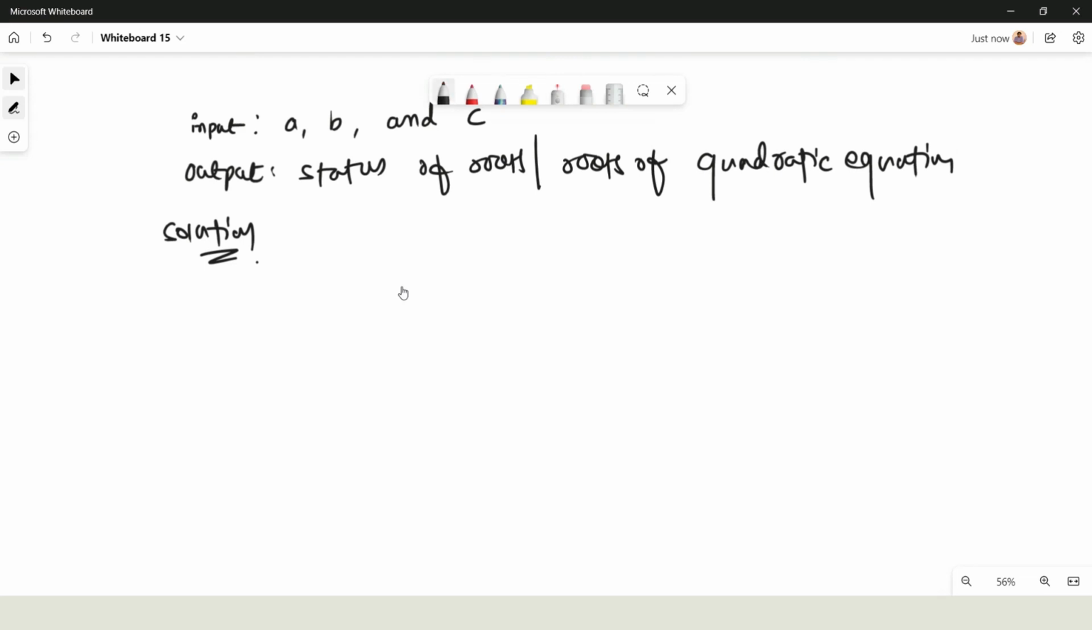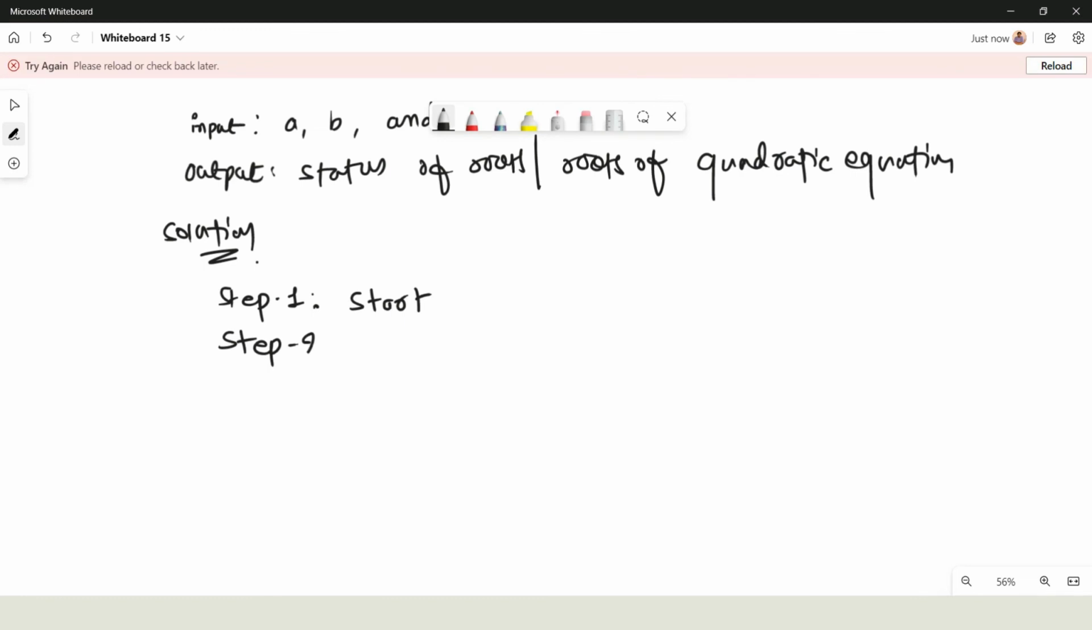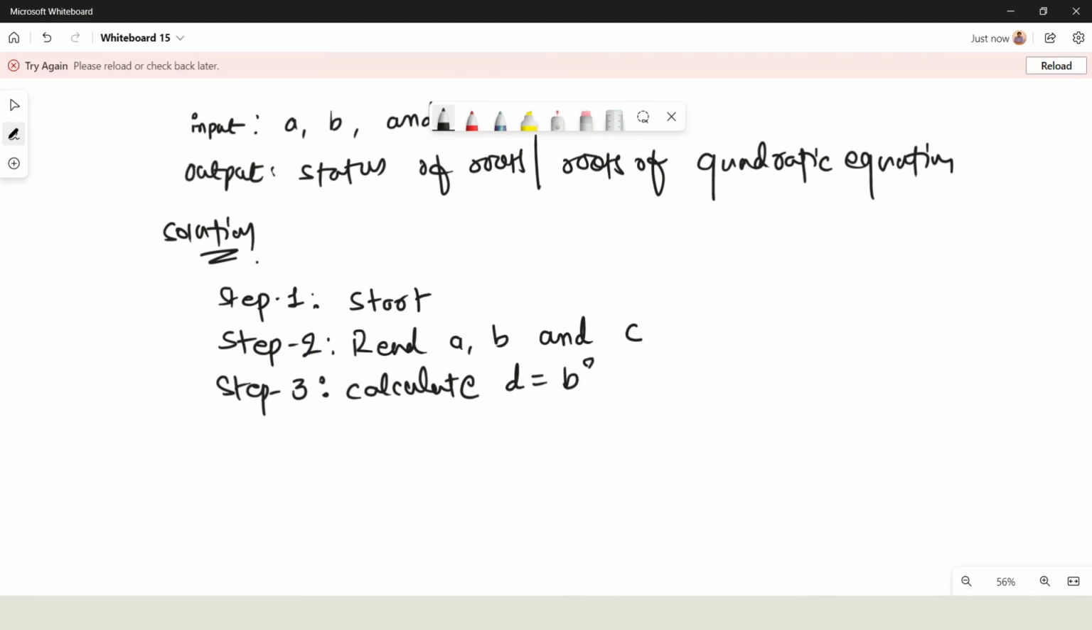Right. Then step 1, it always starts with start. Step 2, what is step 2? Read a, b and c. Step 3, calculate d is equal to b square minus 4ac.